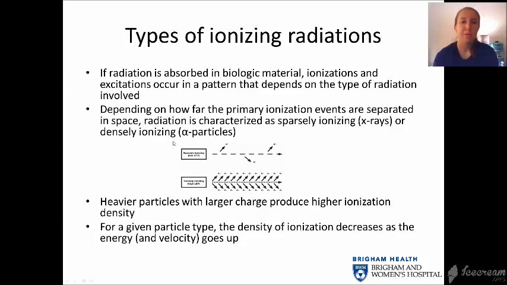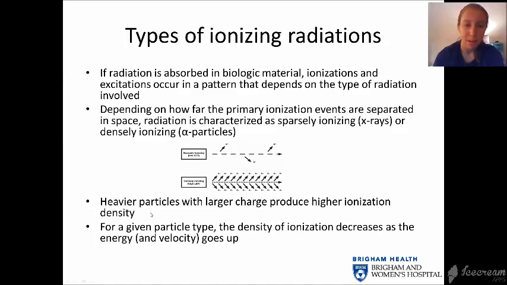So if radiation is absorbed in biological material, ionizations and excitations occur in a pattern that depends on the type of radiation involved. So depending on how far the primary ionization events are separated in space, radiation is characterized as sparsely ionizing, like X-rays, or densely ionizing, like alpha particles. So the sparsely ionizing, which is the low LET, is when a low amount of energy is deposited per unit length. And then densely ionizing is when you have a high amount of energy deposited per unit length, and we'll talk about that in a little bit.